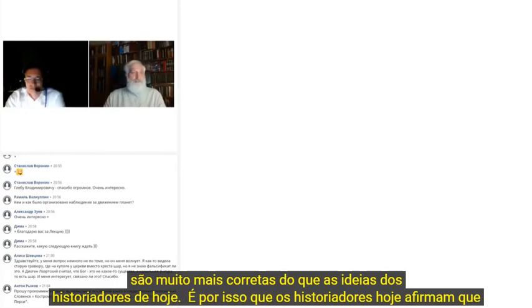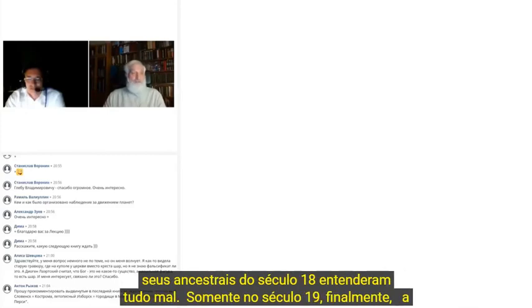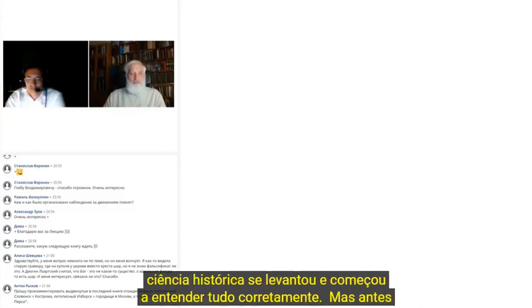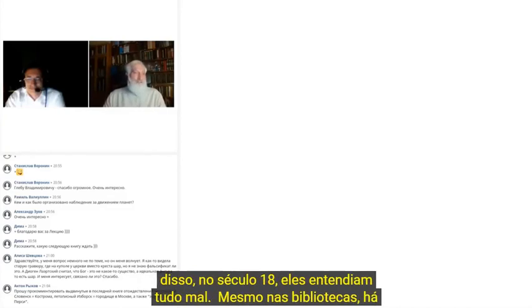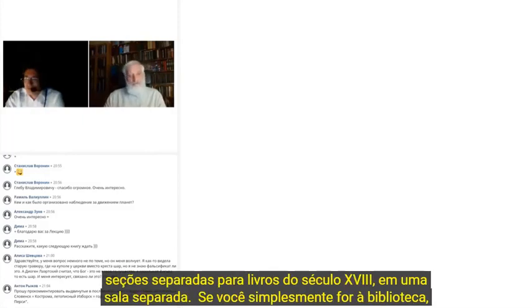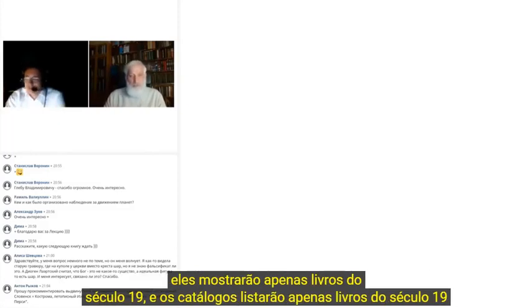That's why historians today claim that their ancestors in the 18th century misunderstood everything. Only in the 19th century, finally, historical science rose from its knees and began to understand everything correctly. But before that, in the 18th century, they misunderstood everything. Even in libraries, there are separate sections for 18th century books, in a separate hall. If you just go to the library, they will show you only books from the 19th century, and catalogs will list only 19th century books.